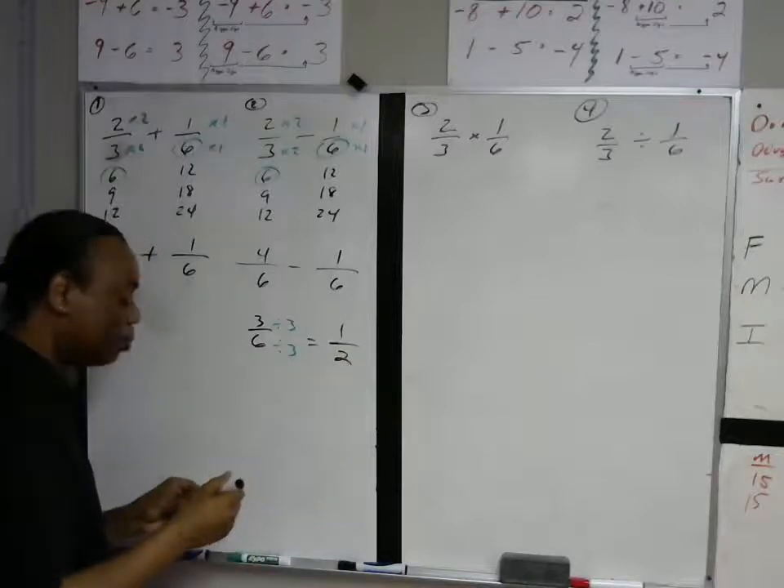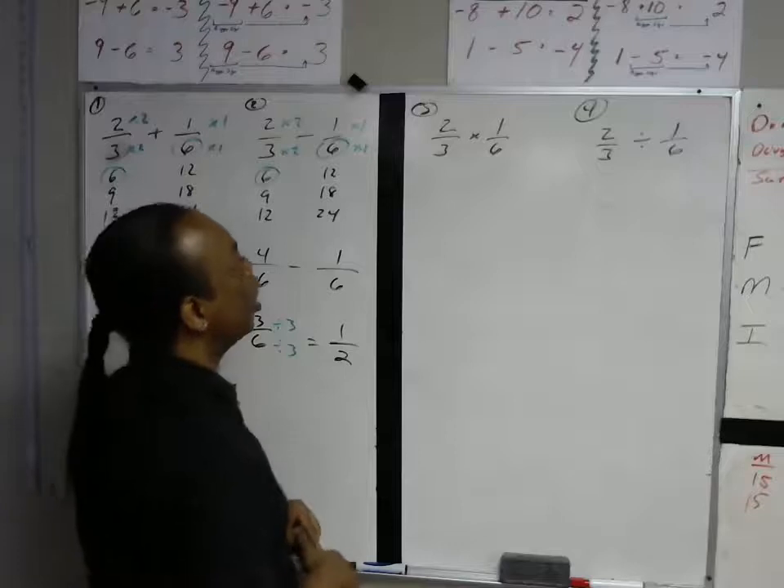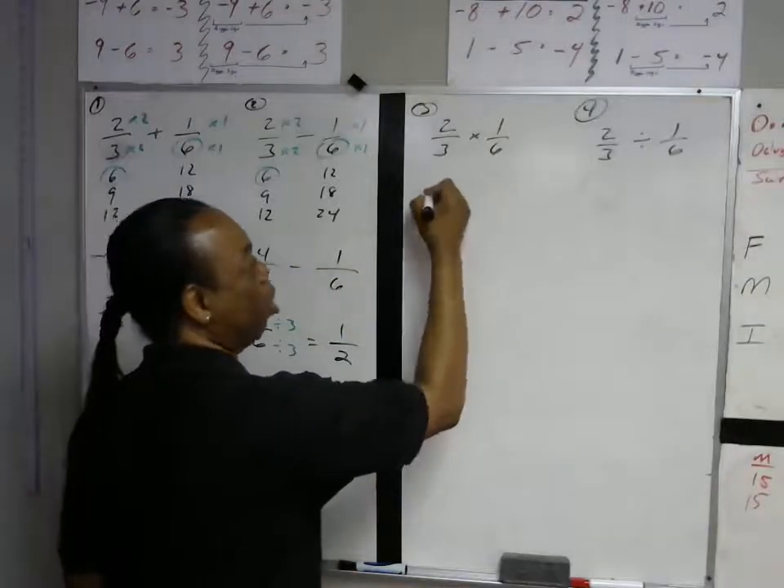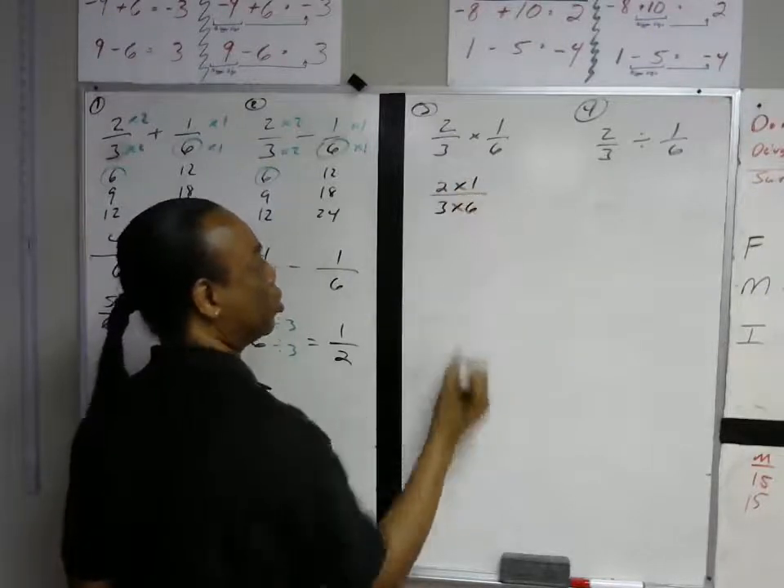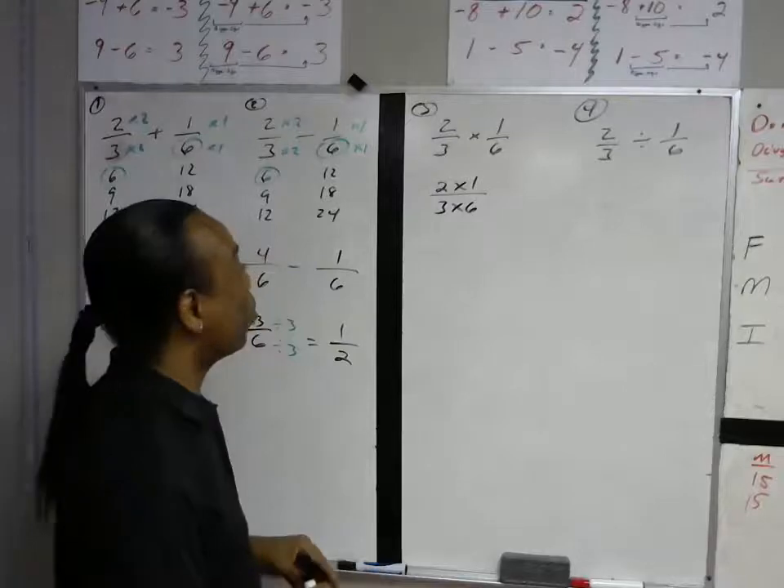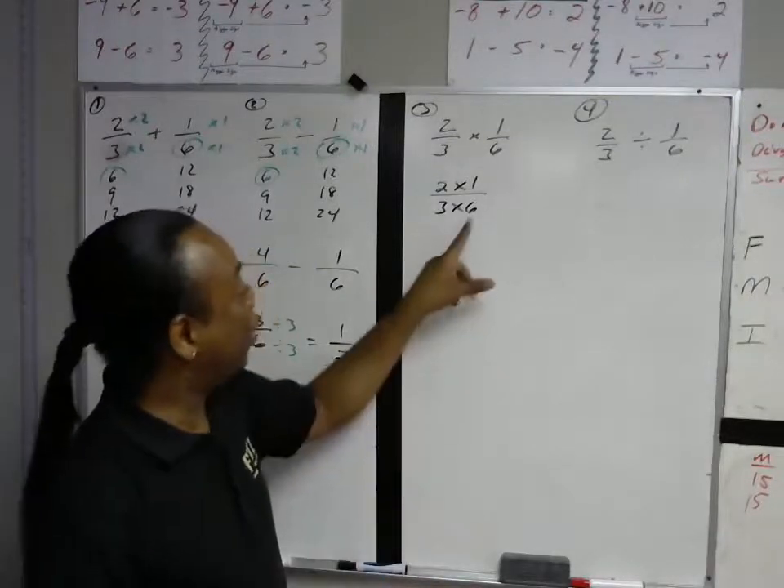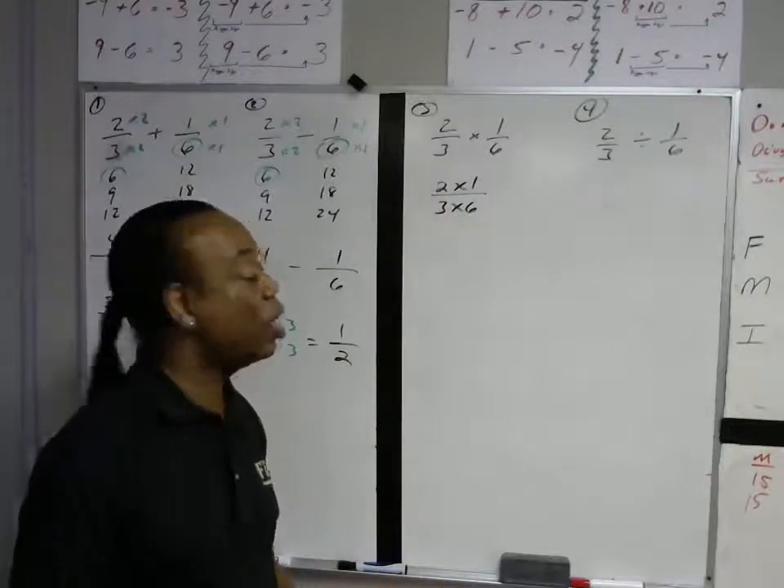So now it's simplified. Okay, here, for multiplication, we don't look for least common multiples. Instead, we make it all one fraction. We say 2 times 1, and we do 3 times 6. It's all one big fraction. And we look for anything that can be simplified. I do have some simplification here. We have a 2 and a 6. Both of those can be divided by 2.